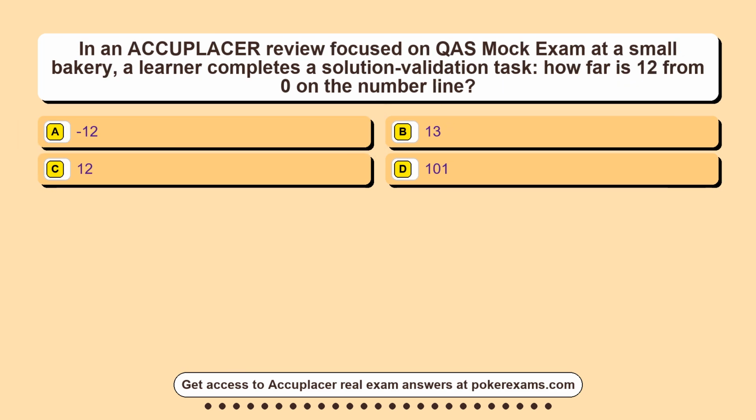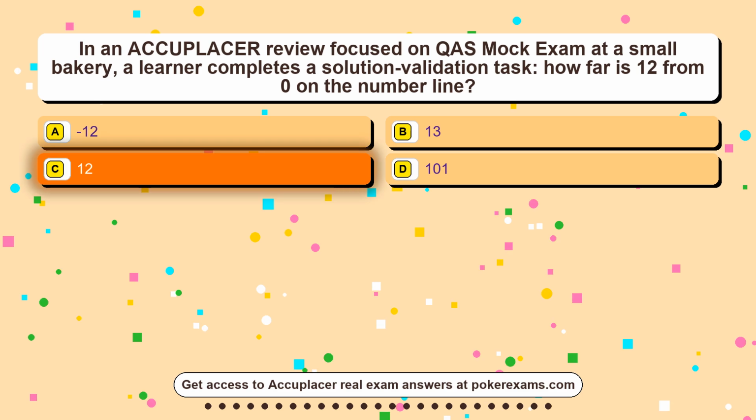Question 22. In an ACCUPLACER review focused on QAS mock exam at a small bakery, a learner completes a solution-validation task. How far is 12 from 0 on the number line? Option A, minus 12. Option B, 13. Option C, 12. Option D, 101. The correct answer is option C, 12.